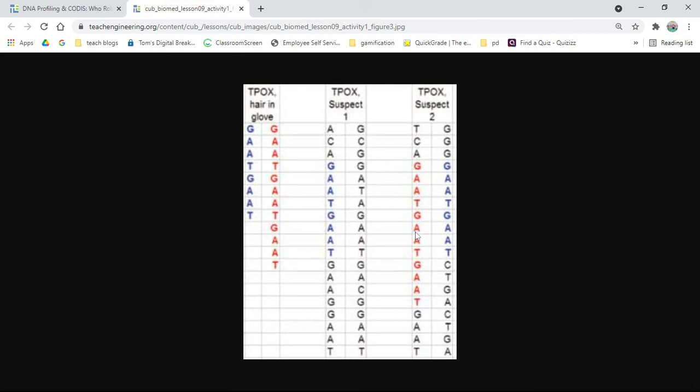So in your activity, that is exactly what you are going to be doing. You are going to be looking at DNA sequences and matching them to see who has the best match. And the suspect who has the most points of matching, obviously, is the one who has committed the crime.